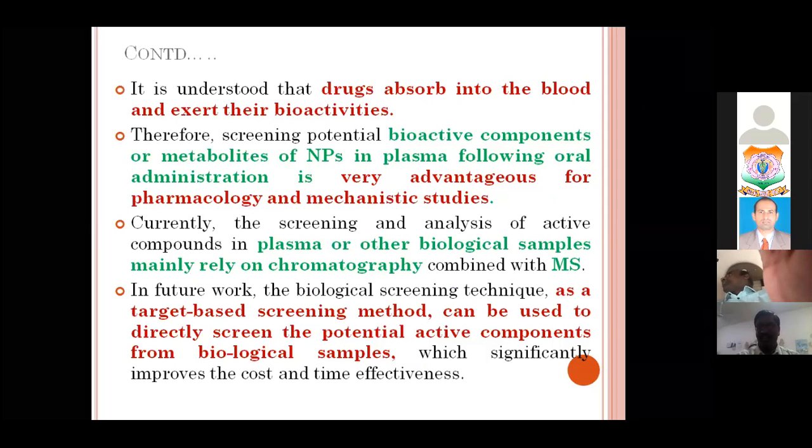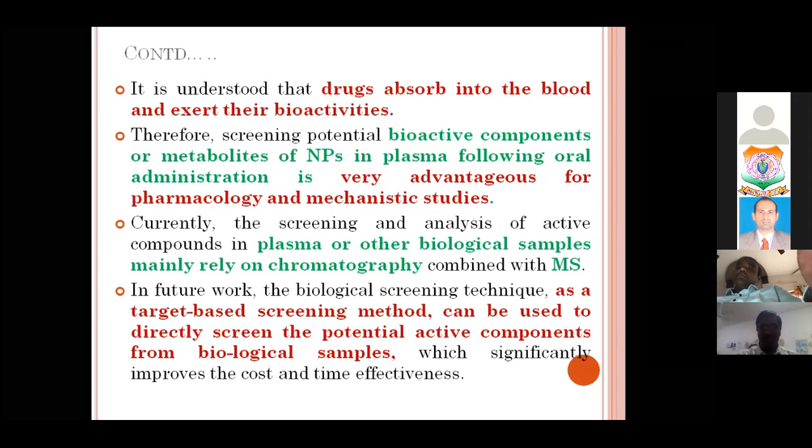But here we are using in vitro assays. Studying bioactive components or metabolites of natural products in the plasma following oral administration is actually very advantageous, but that is not taking place here. Everything here is done with chromatography and mass spectrometry.